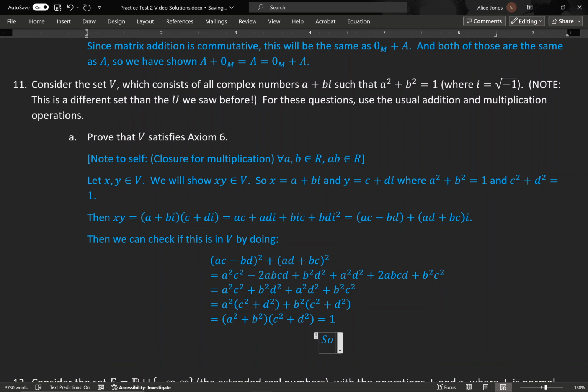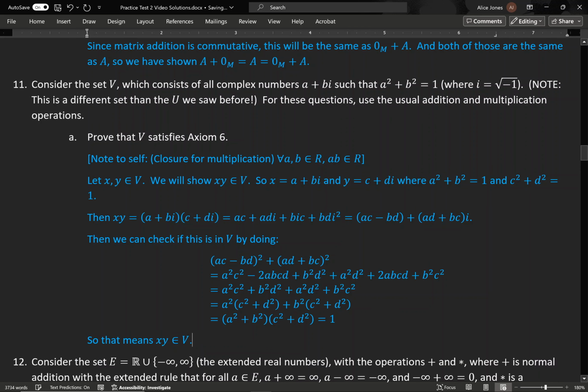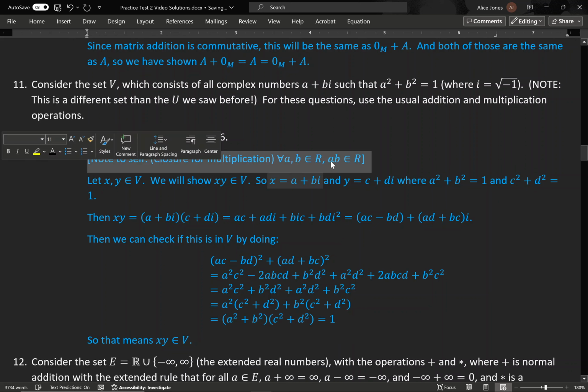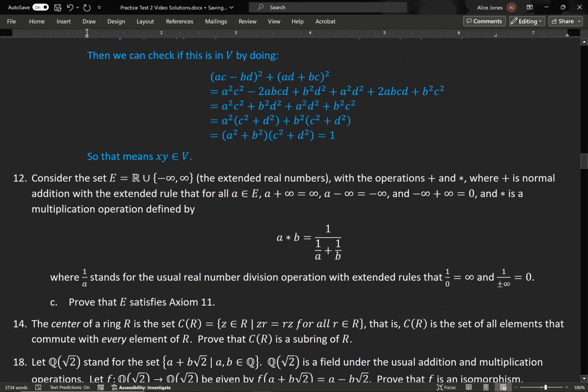Okay, so that means xy is in B. It did pass the membership test. Okay, so that proves axiom 6. Again, we were just trying to show that the product there was in the set. Okay, let's move along to number 12.